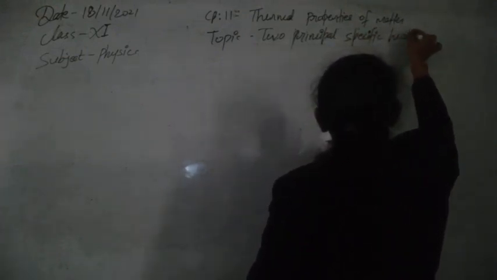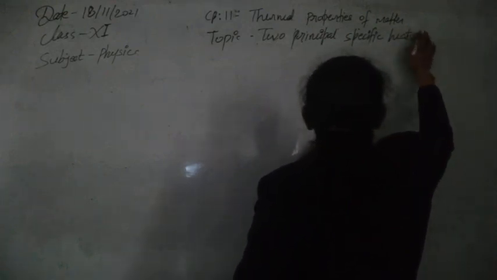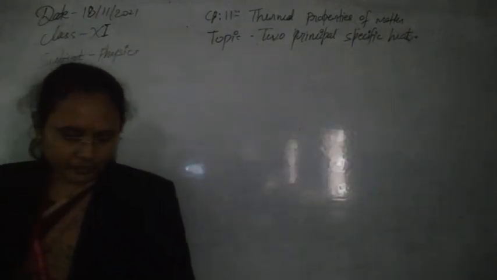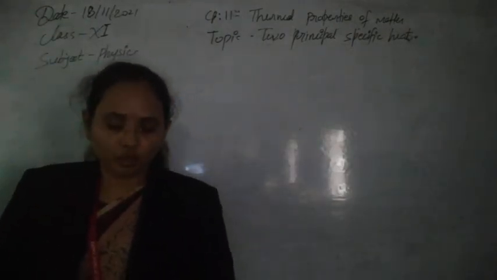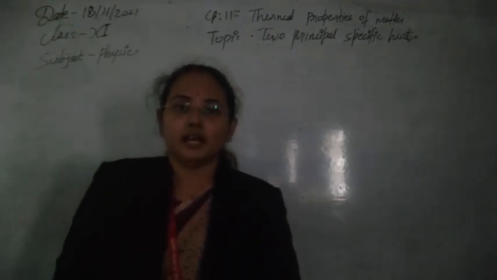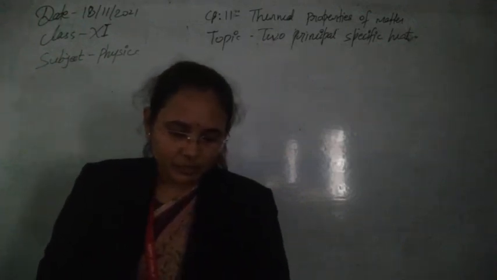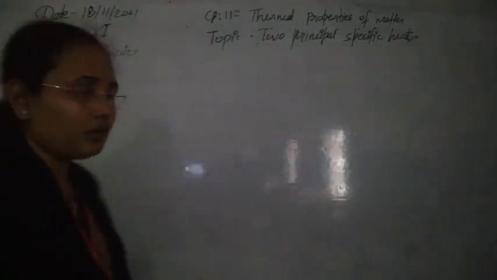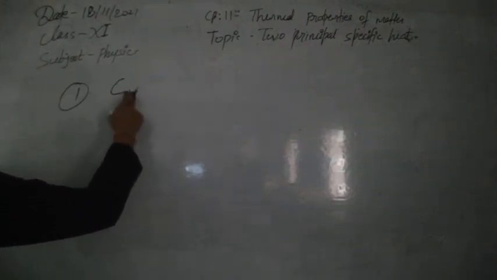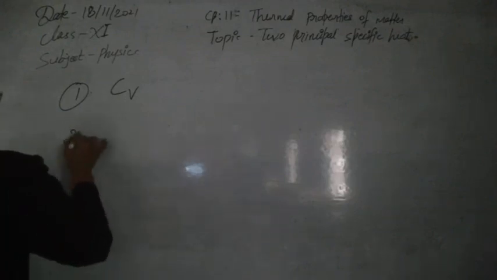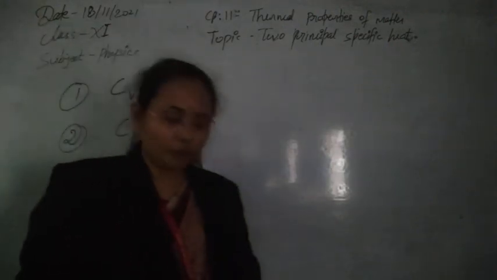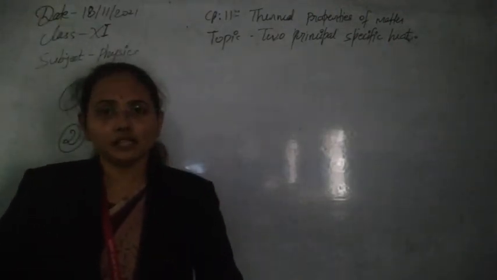How many types of specific heats do we have? Let's see one by one. Out of the many values of specific heat of the gas, there are two very significant specific heats. The first is the specific heat of the gas at constant volume, represented by Cv. The second is the specific heat of the gas at constant pressure, called Cp. So we have Cv and Cp.